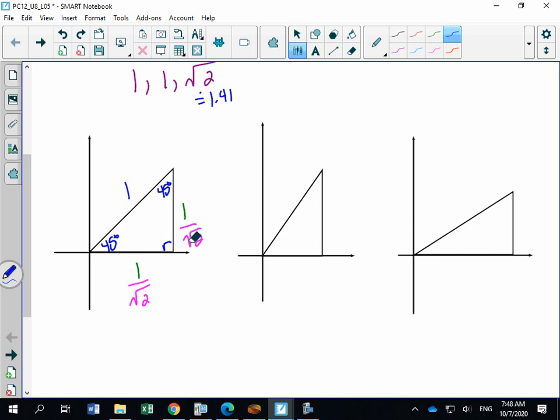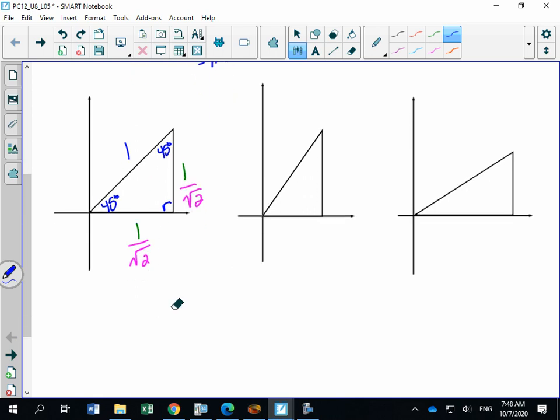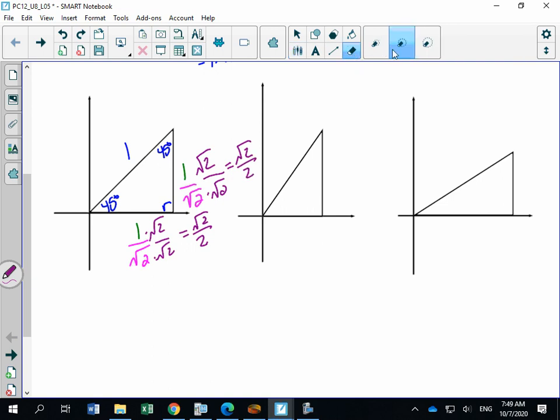However, the last thing we have to remember before we can finish off our 45-degree special triangle is we need to rationalize the denominator. So we have to get rid of this root 2. In order to get rid of the root 2, I need to multiply numerator and denominator by root 2. And what you would get is root 2 over 2 and root 2 over 2. So I'm going to erase this to clean this up.